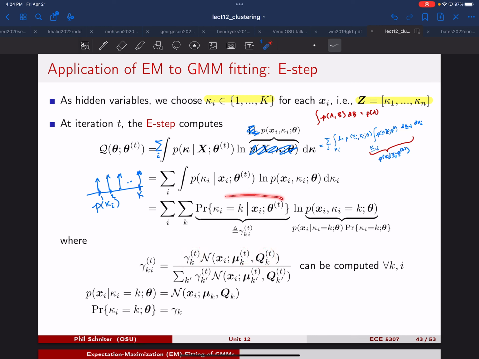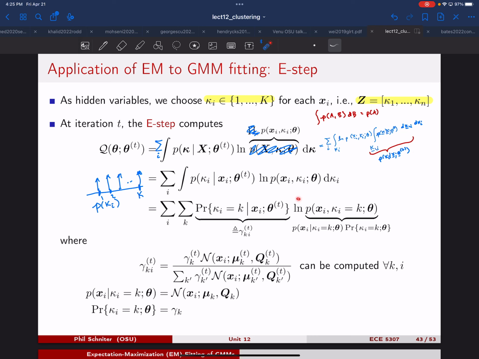And we're going to give this a name because it shows up a lot. We're going to call this guy gamma k i. The interpretation is that this guy is your belief that the ith sample is in the kth cluster. So when this is large, it means, yeah, I do believe the ith sample is in the kth cluster, otherwise it's not. And this is just your belief at iteration t of running this algorithm.